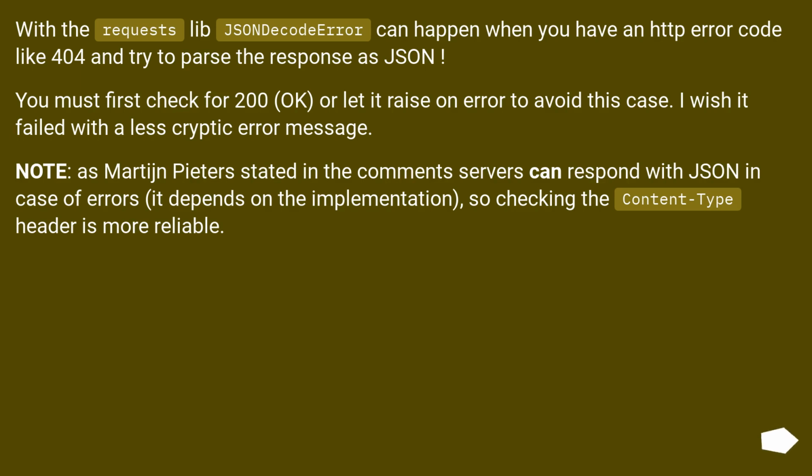With the requests lib, a JSON decode error can happen when you have an HTTP error code like 404 and try to parse the response as JSON. You must first check for 200 OK, or let it raise on error to avoid this case. I wish it failed with a less cryptic error message.